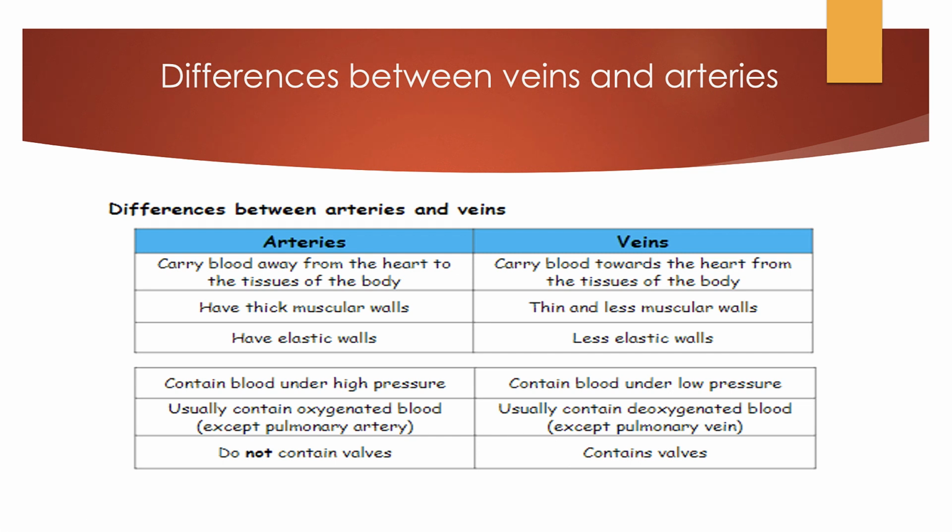Other differences between veins and arteries. Arteries carry blood away from the heart to the tissues. They have thick muscular walls and have elasticated walls. They also contain blood under high pressure, usually contain oxygenated blood, except the pulmonary artery, and they do not contain valves. Whereas our veins carry blood towards the heart from the tissues of the body, have thin and less muscular walls, and have less elasticated walls. They contain blood under low pressure, usually contain deoxygenated blood, apart from the pulmonary vein, and contain valves.